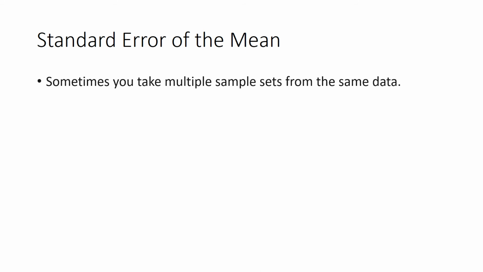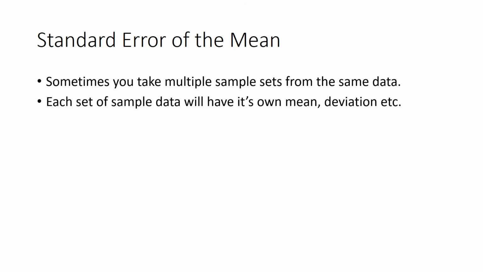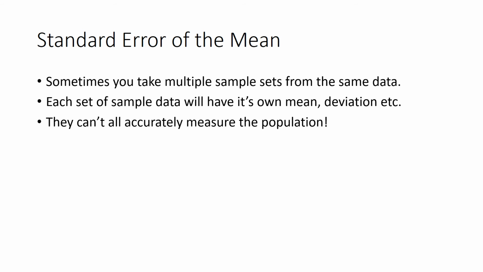We're nearly finished. Now, the standard error of the mean. This happens when you take multiple sample sets from the same data. Again, let's take the example of measuring the height of everybody in the UK. You could take a sample of 1,000 people, then a sample of another 1,000 people. And each set of sample data will have a slightly different mean, slightly different deviation, because they're going to be different people. They can't all accurately measure the population, so the mean of the first sample will be different from the mean of the second. They can't both be right. In fact, they're probably both slightly wrong.